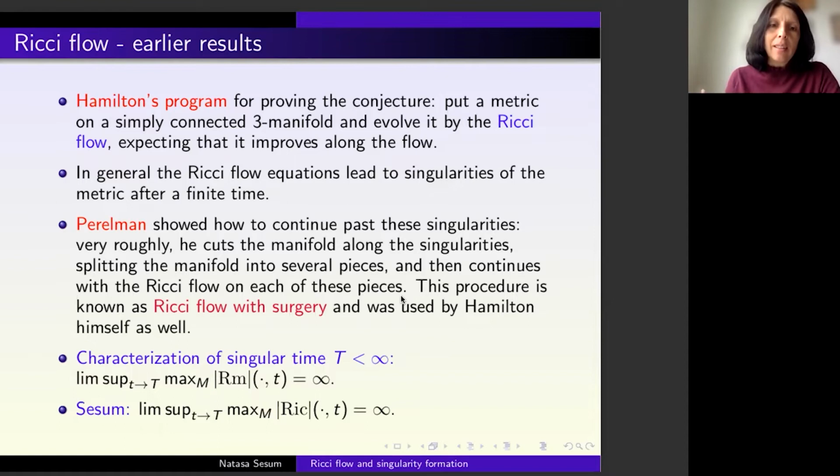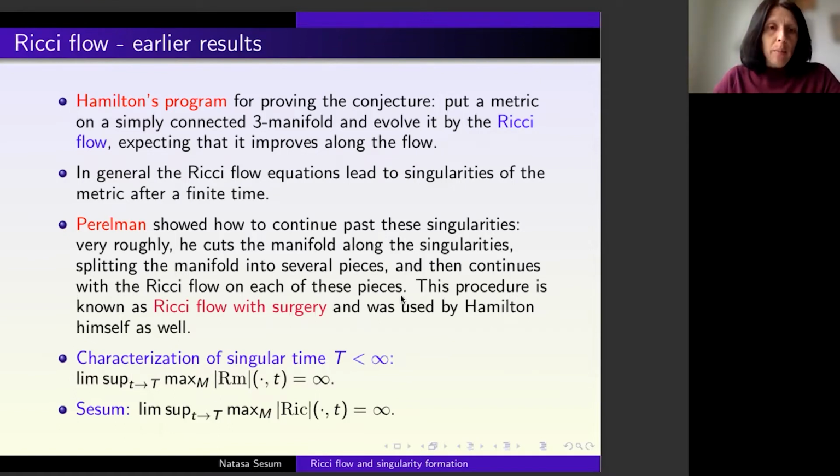So what does it mean first that he runs into the singularity? I wrote it also on this slide that capital T is called the singular time if the maximum of the norm of the Riemannian curvature goes up, so goes to infinity. And I also managed to show that at the singular time, if capital T is a finite singular time, then actually the norm of the Ricci curvature has to blow up, because otherwise, if it stays uniformly bounded, you can prove that you can continue the flow smoothly past this time capital T, right? So this is how you characterize the singular time in the Ricci flow.